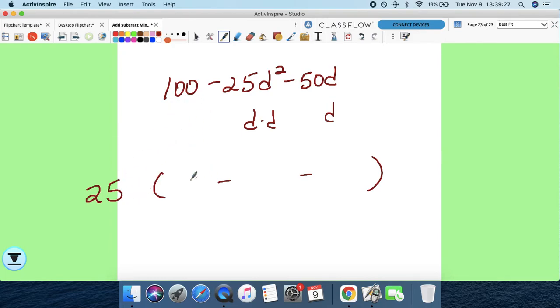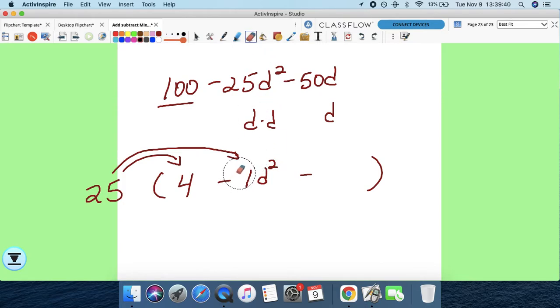So 25 times what is 100? It's times 4. 25 times what is 25 is just 1. We're going to write 1 and how many d's? d^2. So eventually we come back and erase the 1. And finally, 25 times what is 50 is 2, and how many d's? 1 d. Confirm. 25 times 4 is 100. 25 times d^2 is 25d^2. And 25 times 2d is 50d.